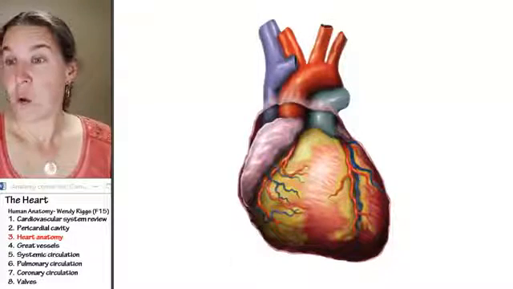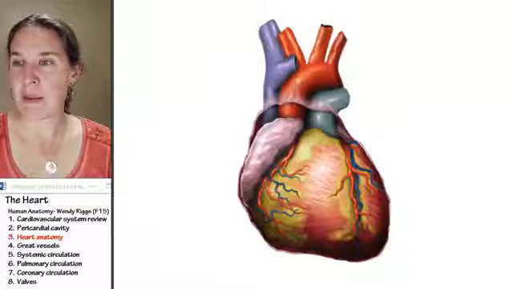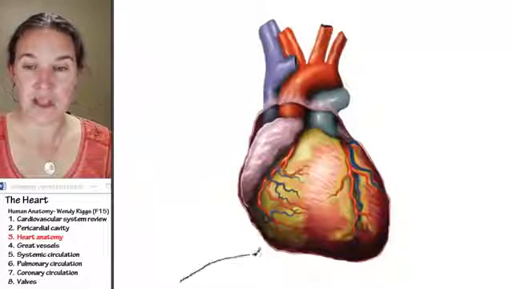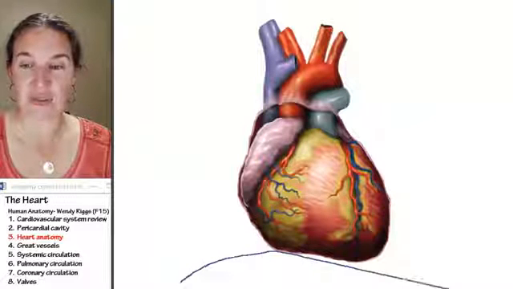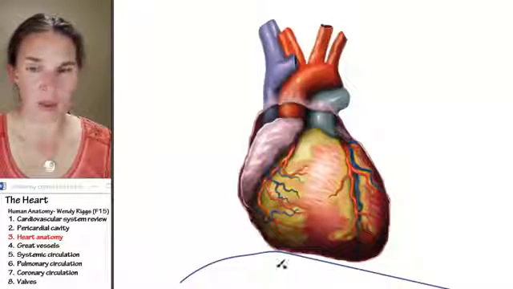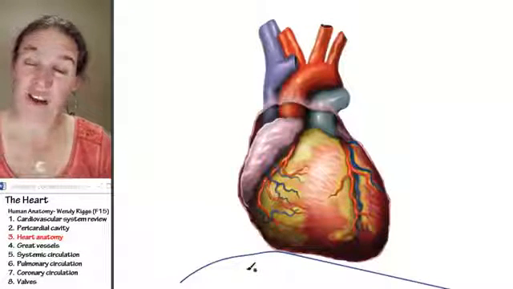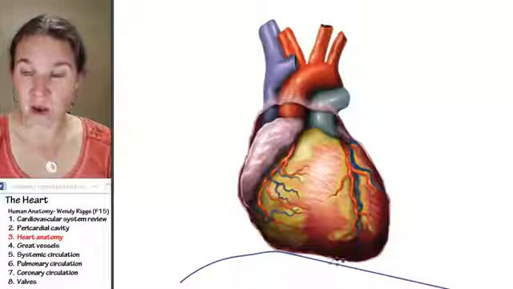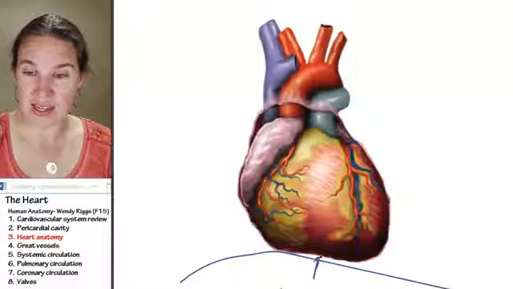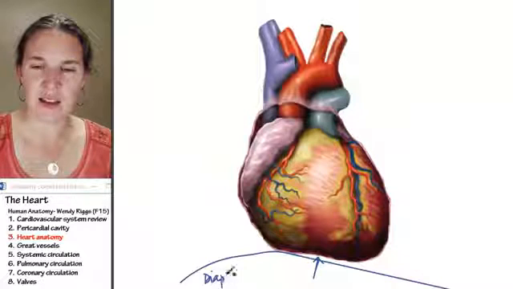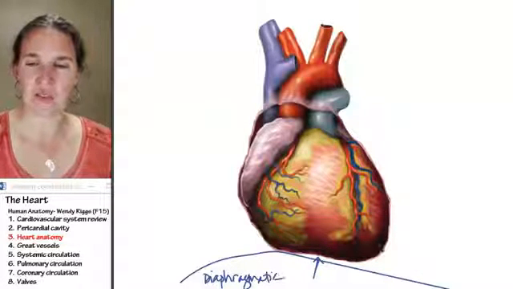First of all, we have the diaphragmatic surface, because if you imagine this heart could set down, that's a diaphragm. It could set like it does. It rests upon the diaphragm. And so therefore, this end down here is the diaphragmatic surface. Diaphragmatic surface. Diaphragm. That's interesting.